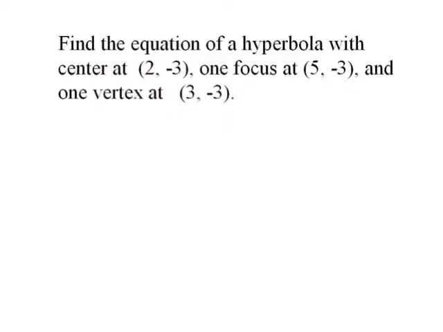All right, here's another example. This one, you're asked to find the equation of a hyperbola with the center at (2, -3), one focus at (5, -3), and one vertex at (3, -3). So in order to do this, the best thing to do is to draw a graph. So I am going to give ourselves a coordinate plane here, plot our center, plot the focus point, so 5. Let's label that focus, label that center, and then a vertex at (3, -3), and label this vertex.